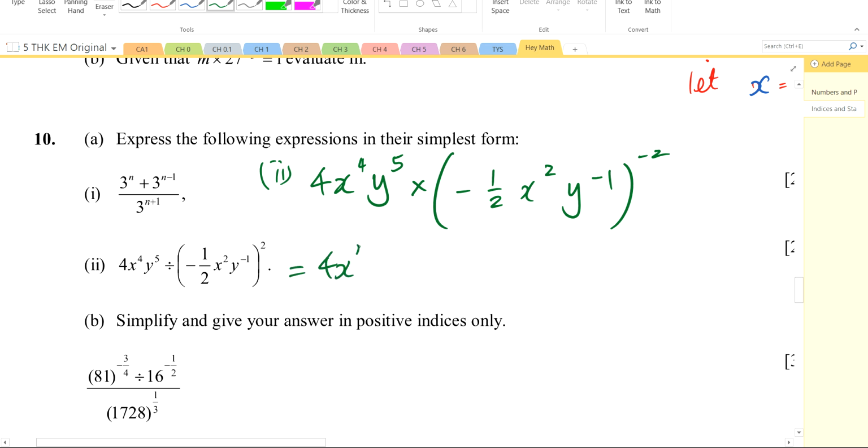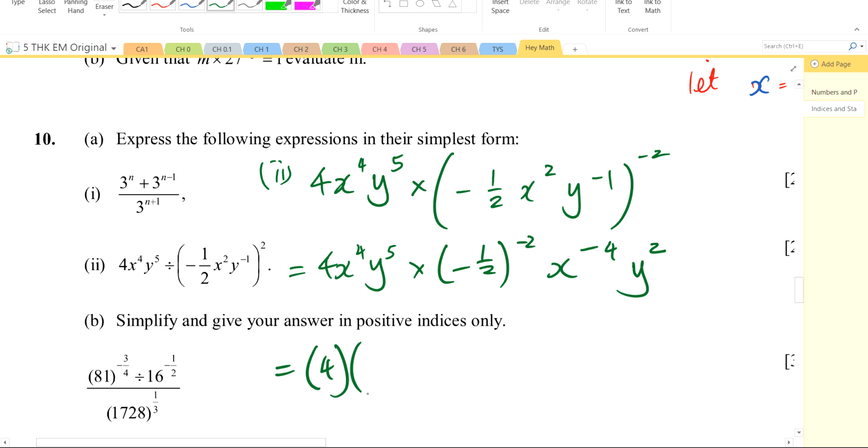So 4x to the power 4, y to the power 5, multiplied by negative half. What is the power? Negative 2. x to the power of negative 4, y to the power of 2. Now, let's do the numbers. 4 and negative half to the power of negative 2. That will give me negative half to the power of negative 1, then the power of 2. Negative 2 I split into negative 1 and 2.